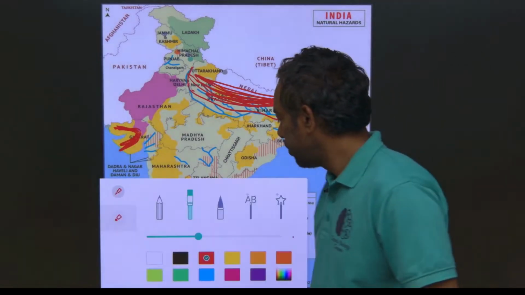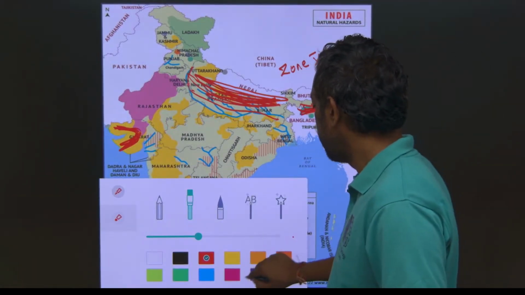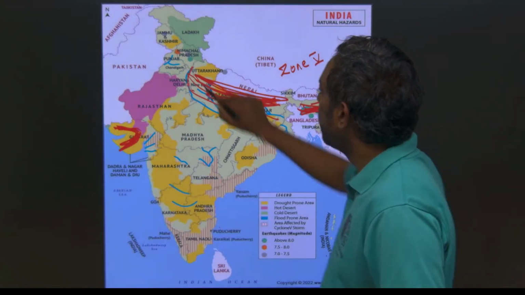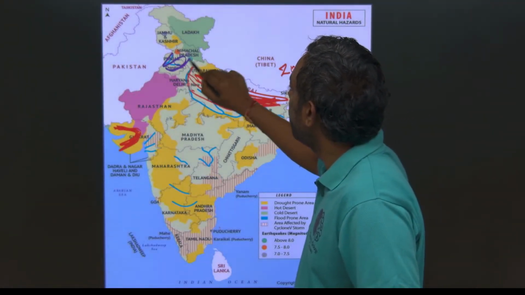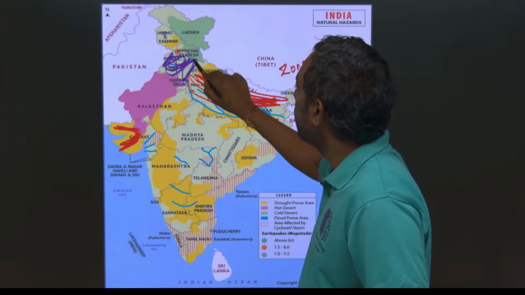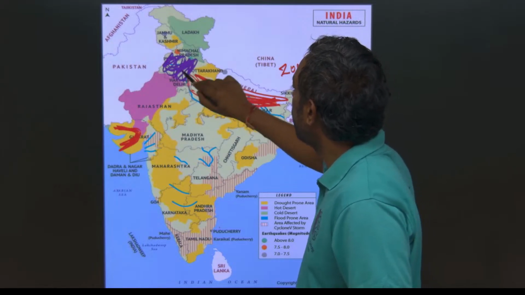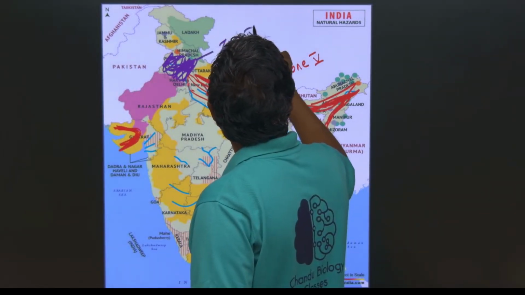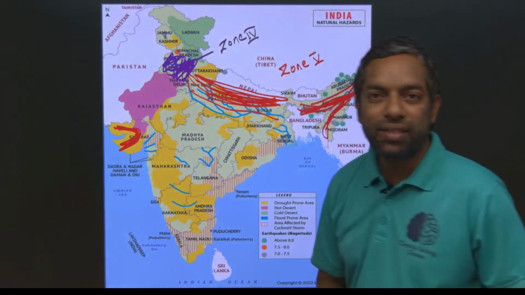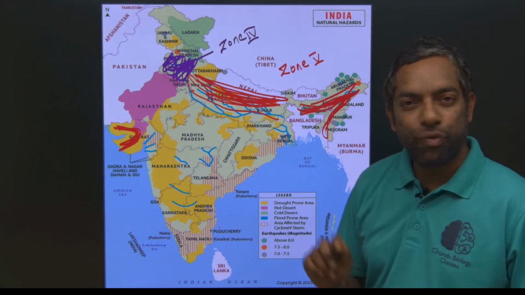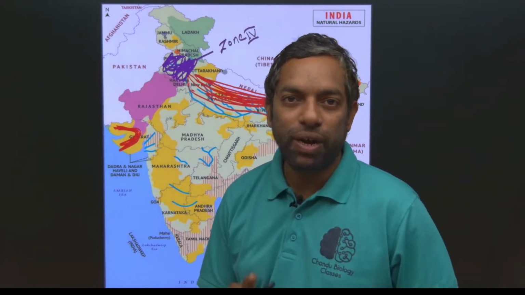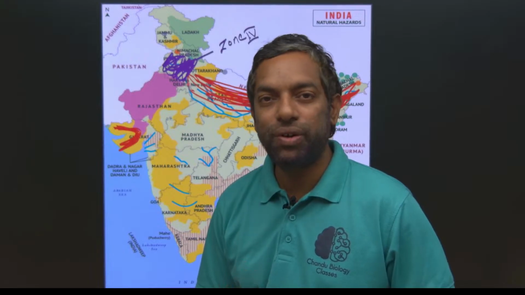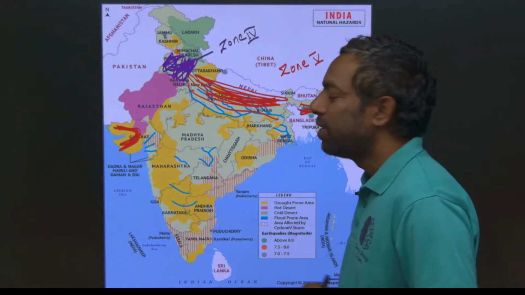Zone 4 is where? Zone 4 is Delhi, Punjab, Chandigarh, Haryana. This is Zone 4. They can ask you the question, they can give you the region and ask which comes under Zone 5, Zone 4, Zone 3, Zone 2, not Zone 1. Zone 1 is not there. They can ask you in this way.